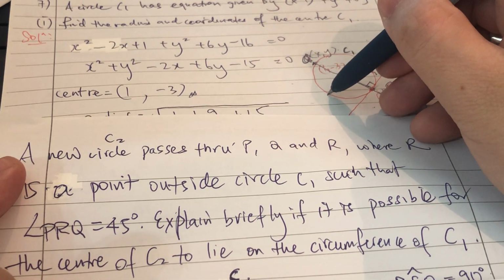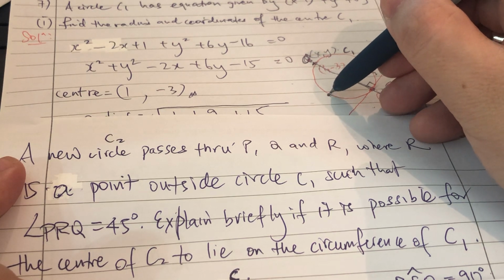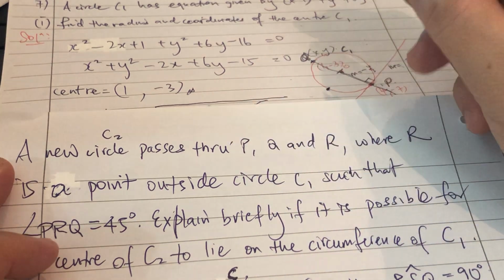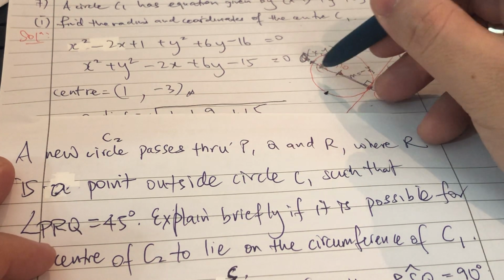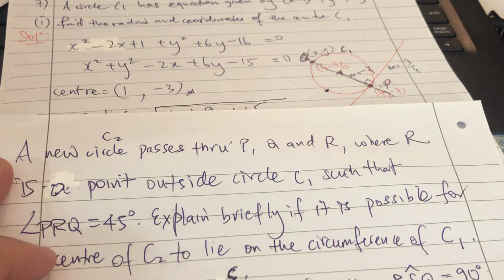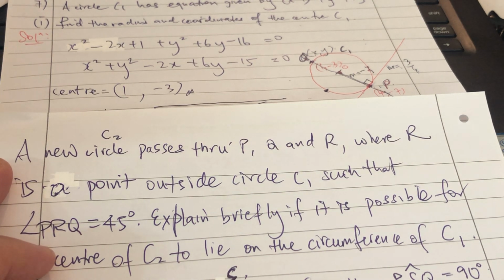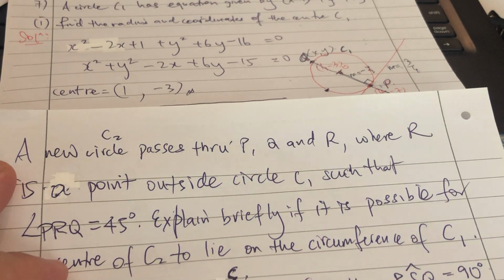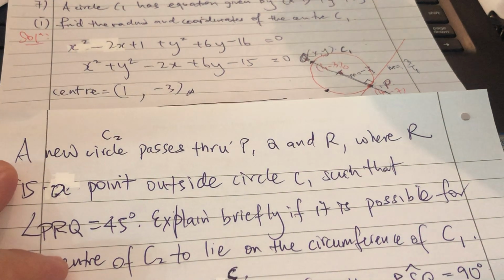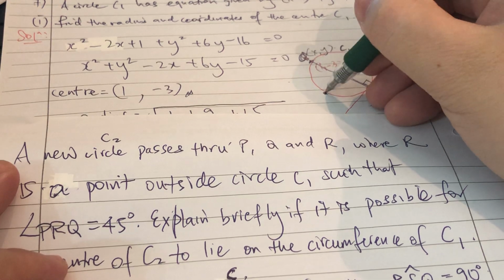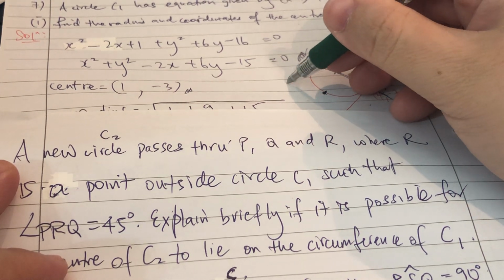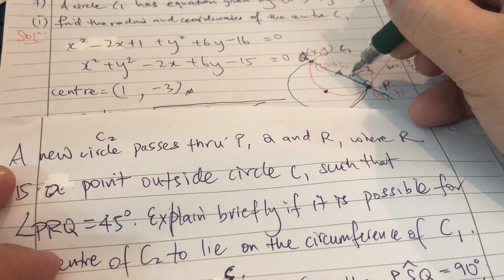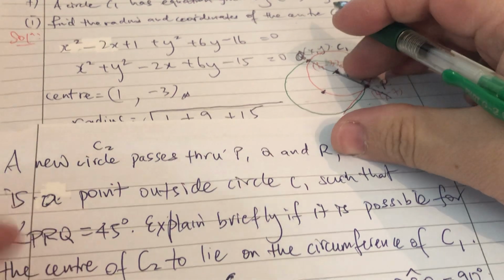Let's say the center lies here, we don't know where. They ask whether it's possible for the center of C2 to lie there. So if the center lies here, and I use a green pen to draw the other circle, this is the center, then it will look like that. Something like that, like that, right? Okay?